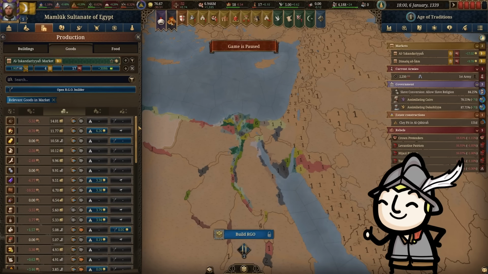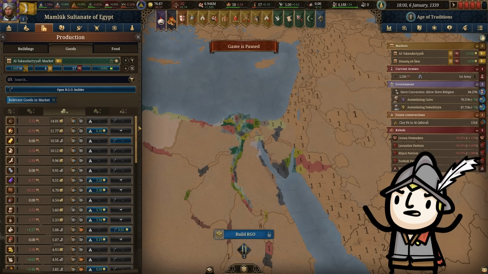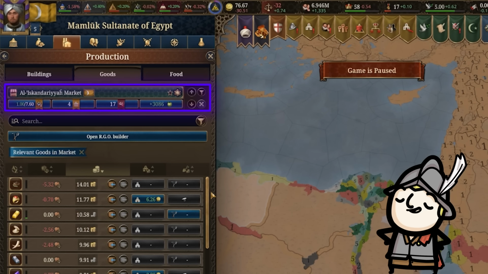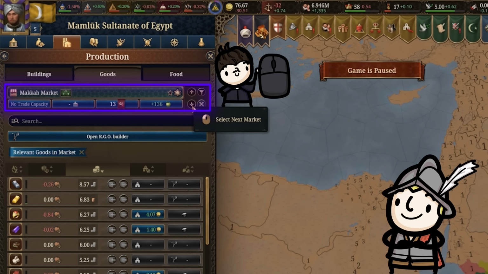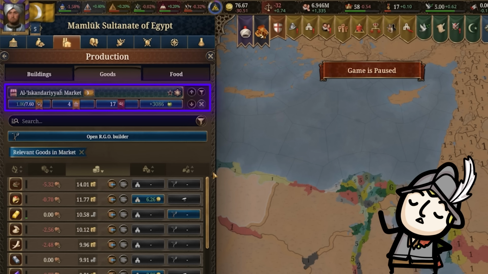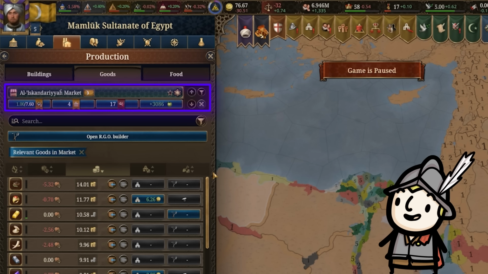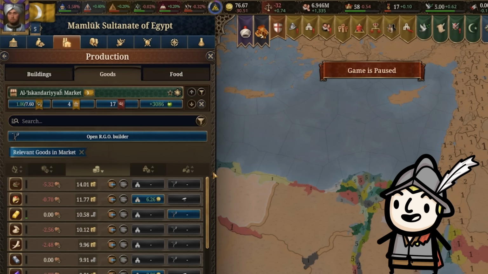The other thing to keep in mind is all these prices are market dependent. Up here at the top, we can see market information for the market we're looking at, and we could cycle through all of the markets that we have presence in. Therefore, because the prices are market dependent, moving goods between markets can fluctuate the price in both markets that the goods are leaving from and arriving in.